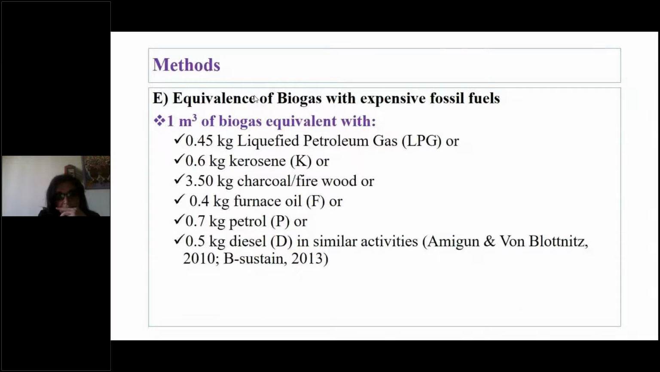The fifth one is equivalency of biogas with expensive fossil fuels. As different scholars clearly indicate, 1 meter cube of biogas has a potential to replace 0.45 kilogram of liquefied petroleum gas. Again, 1 meter cube of biogas has a potential to replace 0.6 kilogram of kerosene, 3.5 kilogram of charcoal or firewood, 0.4 kilogram of furnace oil, 0.7 kilogram of petrol, 0.5 kilogram of diesel in similar activities.